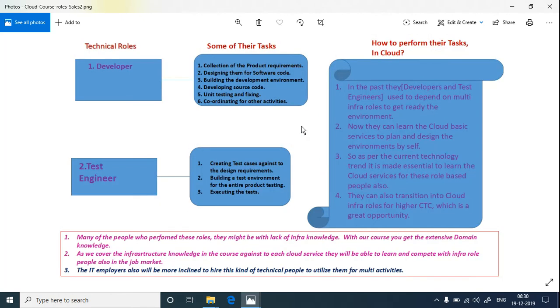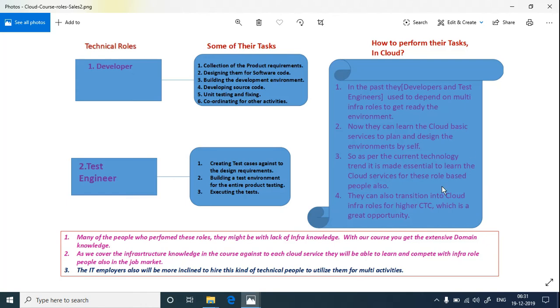Now let us say a developer is converted into cloud technology, or a tester also learned the same thing, both are on the same page. In the past they used to depend on multiple infra roles to get the environment ready. Now they can learn the basic cloud services to plan and design the environments by themselves, right? So as per the current technology trend, it is made essential for these role-based people also to learn the cloud services. They can also transition into cloud infra roles for higher CTC, which is a great opportunity.